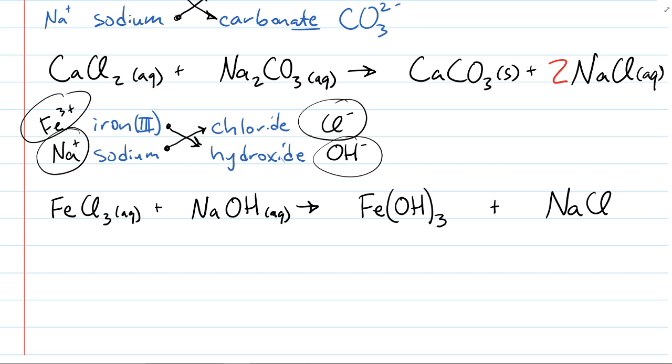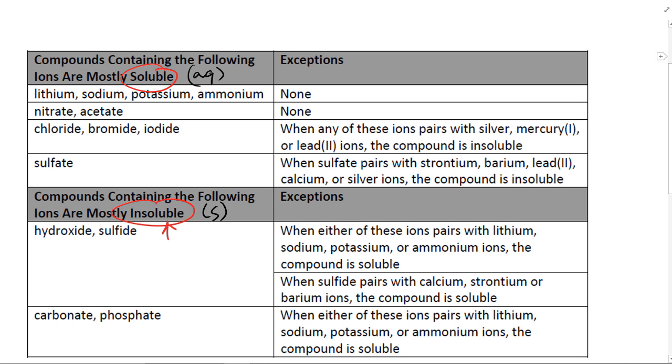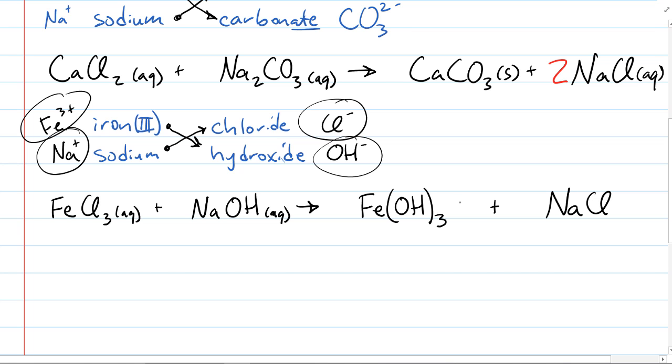Now we need to determine phase labels. If we determine phase labels, we need to look up iron 3 hydroxide. Iron 3 hydroxide we will find where? At the bottom, under the category mostly insoluble. We then check for exceptions. Is iron 3 hydroxide an exception? No, it is not. So, because it's not an exception, phase label here is going to be S. It is insoluble. It'll be a solid.